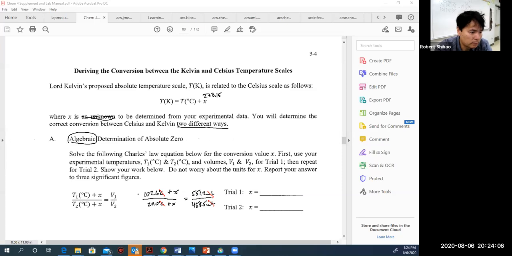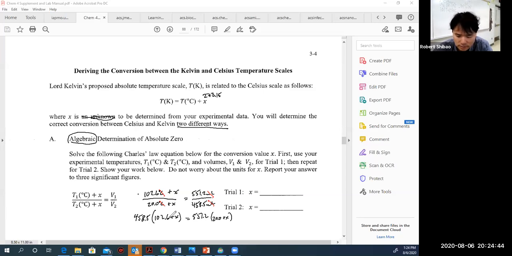This equation is going to be 458.5 times (102.6 plus x) is equal to 551.2 times (20.0 plus x). Okay, then I'm going to multiply throughout there.